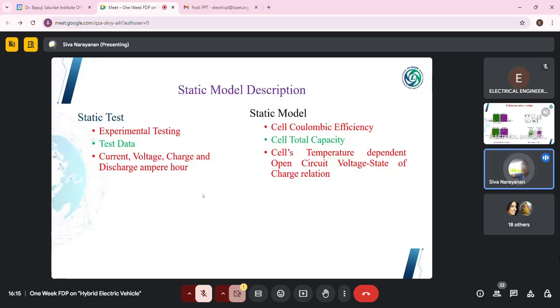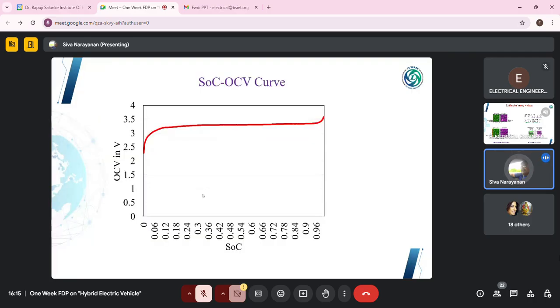From this we have certain formulas or equations given by some researchers, and from that we can find the static model. From the static model, you will be finding the relationship between the open circuit voltage and the state of charge. So at last you will get a graph like this, and this is the average of both charge and discharge open circuit voltage with respect to SOC.